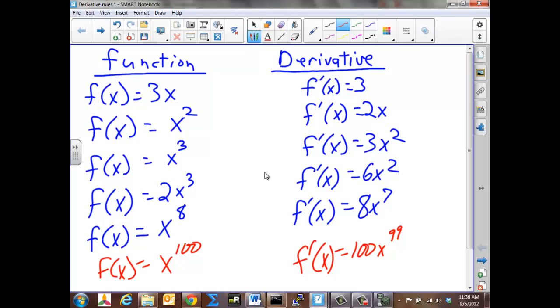Well, what happened down here at 2x cubed? It became 6x squared. How did that happen? We take the 3 and multiply by the coefficient that was in front of it to begin with, 3 times 2 is 6. We still reduce the exponent by 1. So suddenly, did finding the derivative just become an awful lot easier? Okay. Much easier process once we know that.